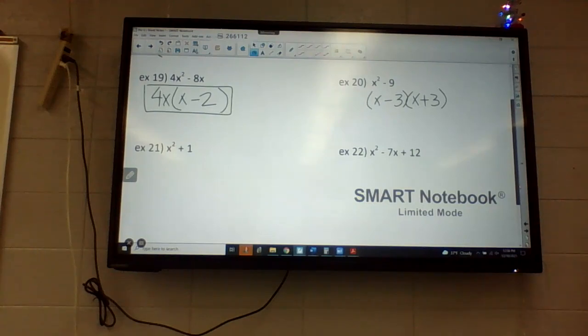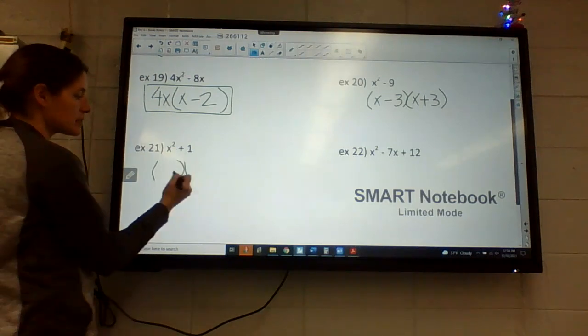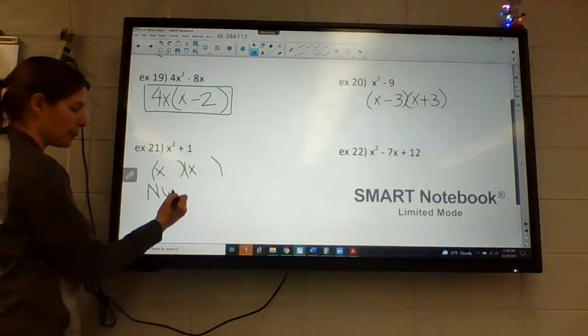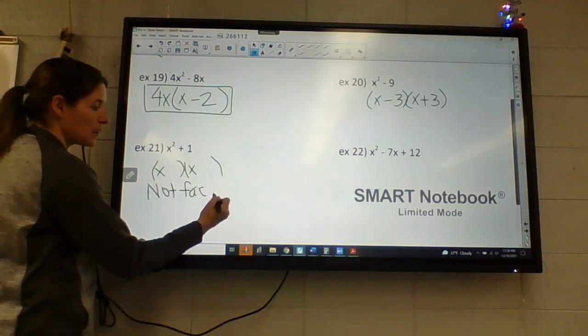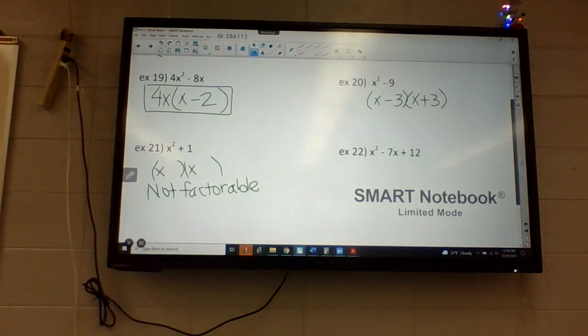How about 21? This is the not factorable one. If I try to do this, first of all, there's no GCF. But if I try to multiply to get 1 but get the middle term to cancel, nothing will happen. So this one is not factorable. The rule with this is when there's two terms and they're both perfect squares, it still has to be subtraction. So that's why 20 works, but 21 does not. Since it's addition, it's not a difference of squares, it's a sum of squares.